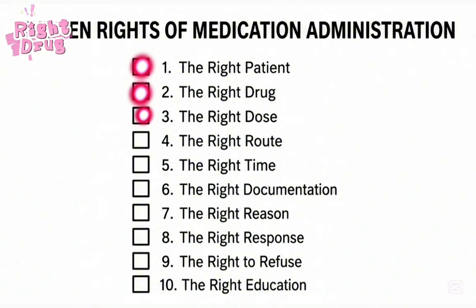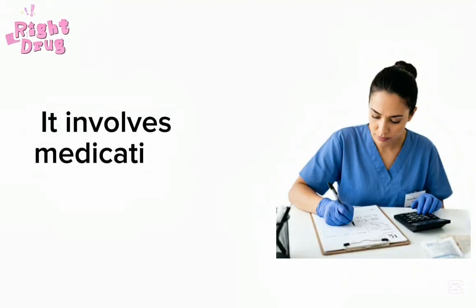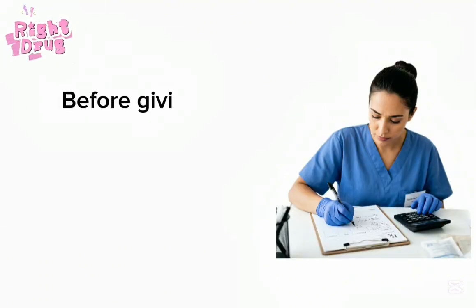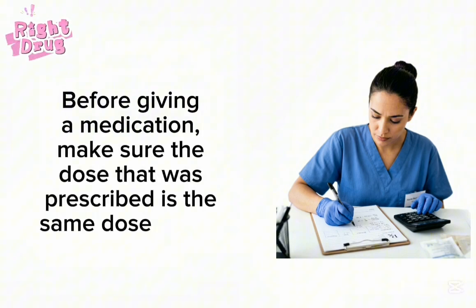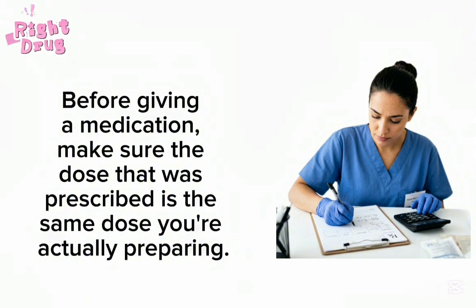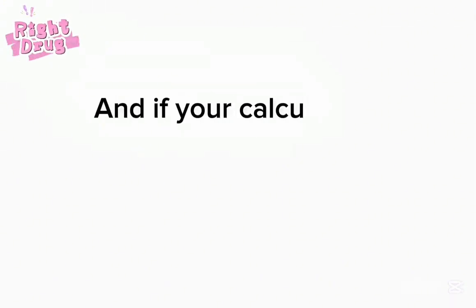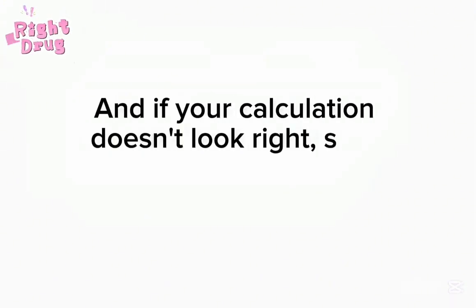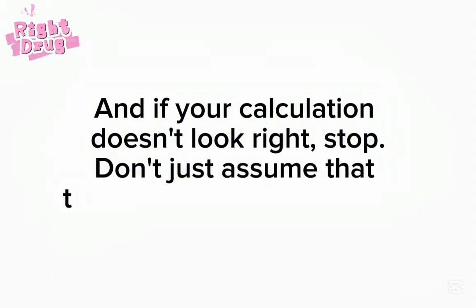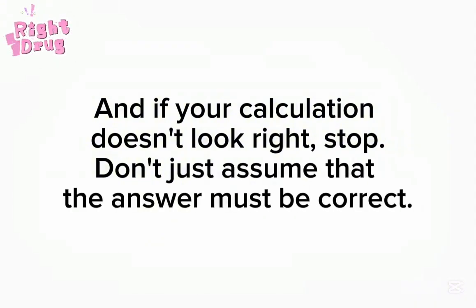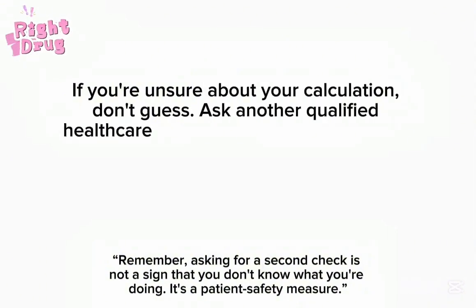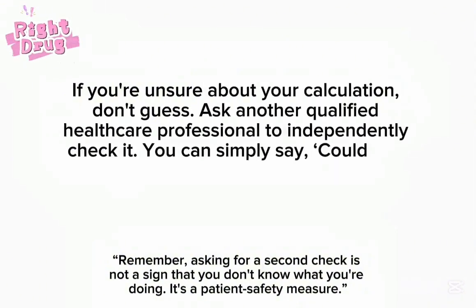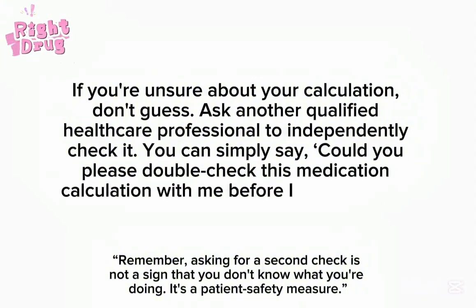Then next is the right dose. This involves medication calculation. Before administering any medication, make sure that the prescribed dose is the same as what you are actually preparing. If the calculation does not look right, do not administer that medication to your patient, or if you are still in the process of preparing it, you should stop. Always recalculate medication orders. If you are not sure, or when necessary, you should also ask another qualified healthcare professional to check it with you.